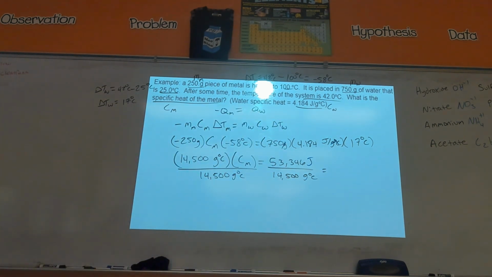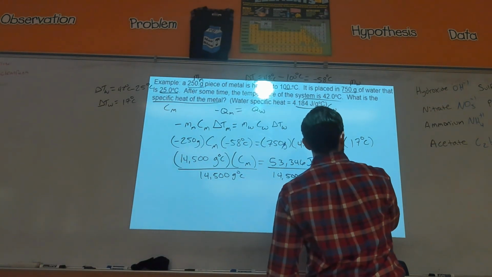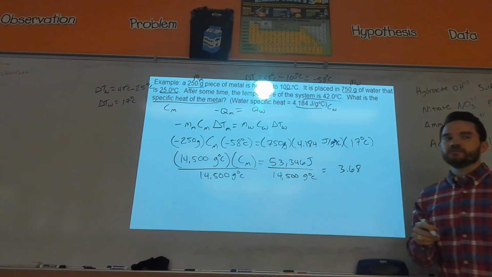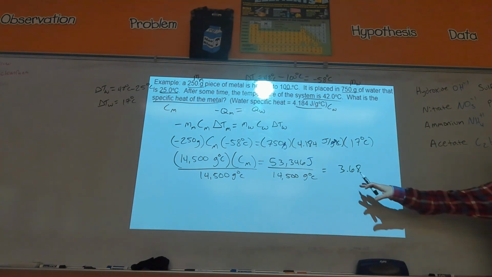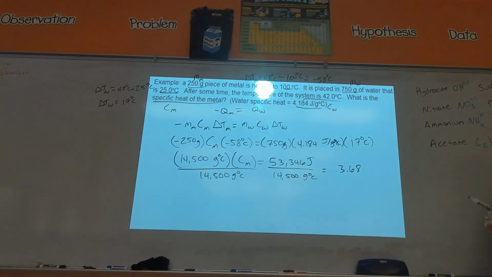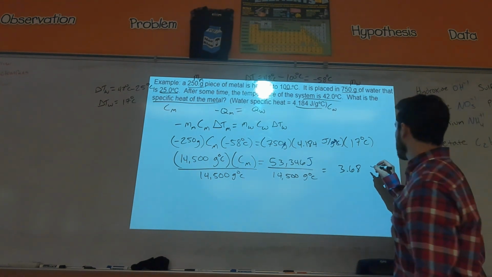And when you do that, the number you would get is 3.68. Now, what are the units? Multiple answer choice with 3.68. How do you know the units? Yeah, good, Max. Joules over grams degrees Celsius.